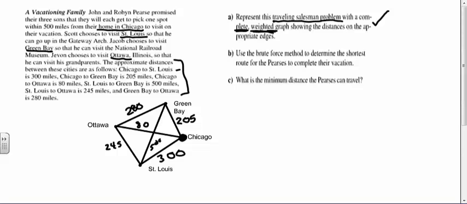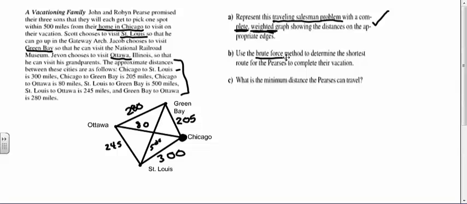Part B says to use the brute force method. The brute force method will find an optimal solution, a min cost or min mileage solution. It just takes a little bit of work to do. So this method is probably the one that involves the most time and effort on this next test and quiz.